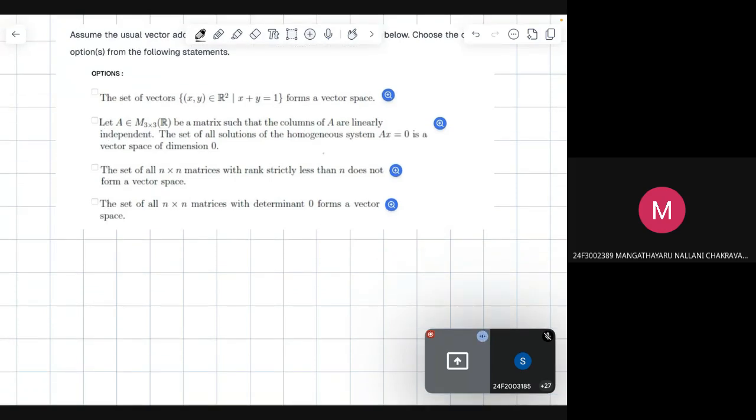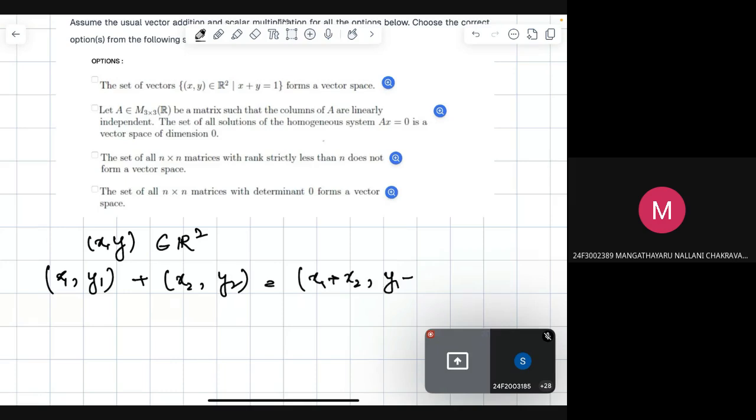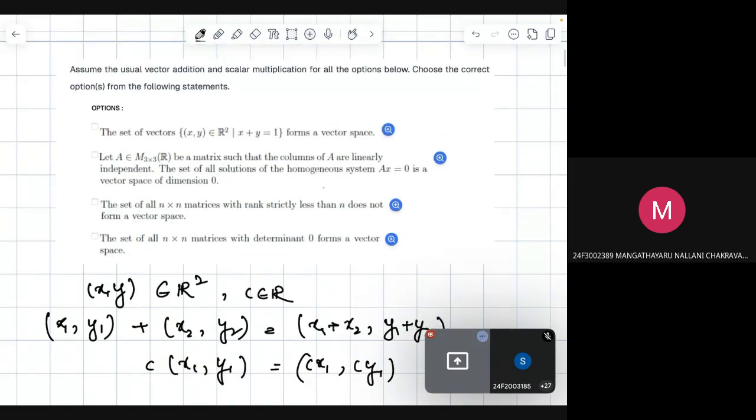Usual means, for the case when we have (x, y) belongs to R2, vector addition will be defined as component-wise addition, and scalar multiplication as well. Here c is a scalar, and this is the usual vector addition and scalar multiplication when (x, y) belongs to R2, right?